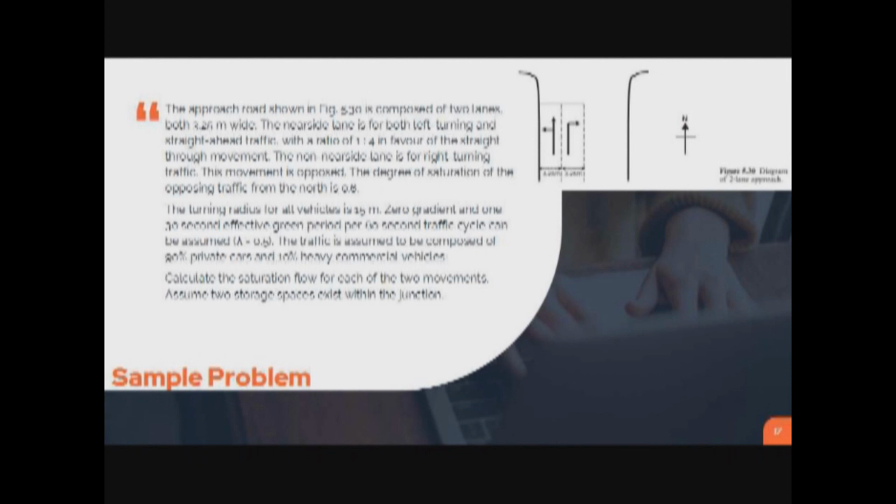So we have figure 5.30 here, which is the diagram of the two-lane approach. The turning radius for all vehicles is 15 meters. Zero gradient and 1/32 effective green period per 60-second traffic cycle can be assumed, in which lambda is equal to 0.5. The traffic is assumed to be composed of 90% private cars and 10% heavy commercial vehicles. So calculate the saturation flow for each of the two movements. Assume two storage spaces exist within the junction.